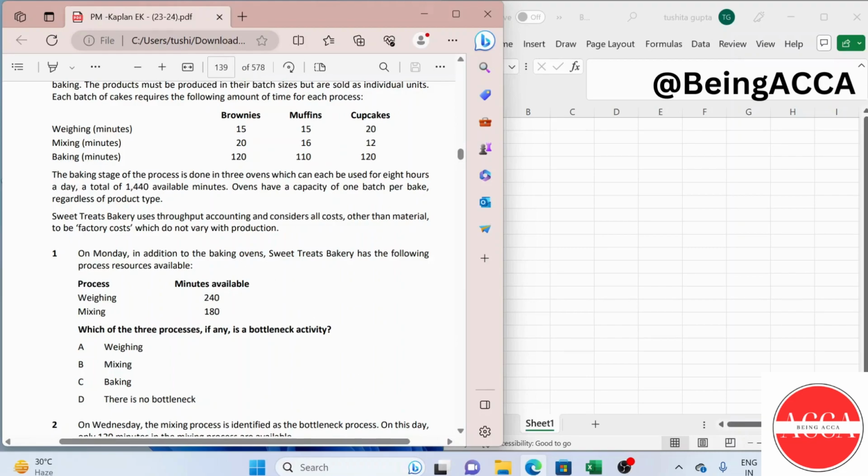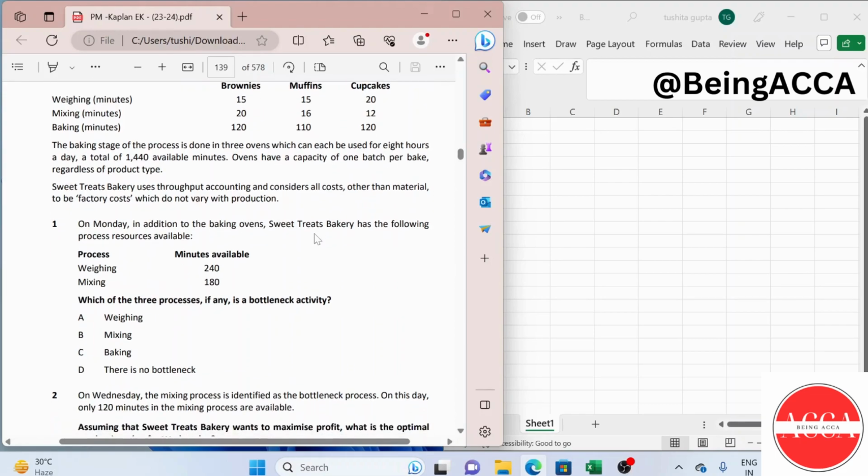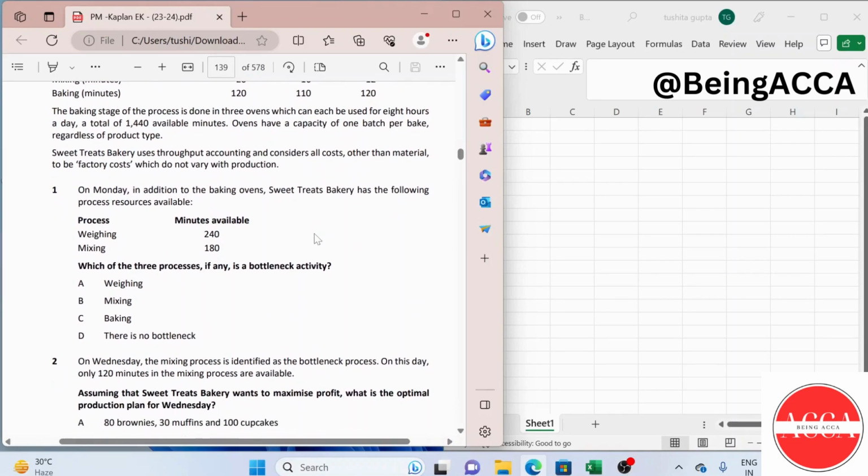Sweet Treats Bakery uses throughput accounting ratio and considers all costs other than material to be factory costs, which do not vary with production. Now let's come to the first question. On Monday, in addition to the baking ovens, Sweet Treats Bakery has the following process resources available: weighing 240 minutes, mixing 180 minutes. We need to identify which of the three processes, if any, is a bottleneck activity.